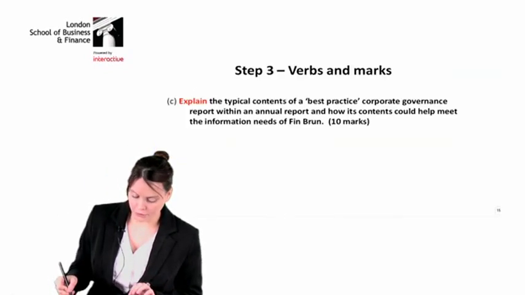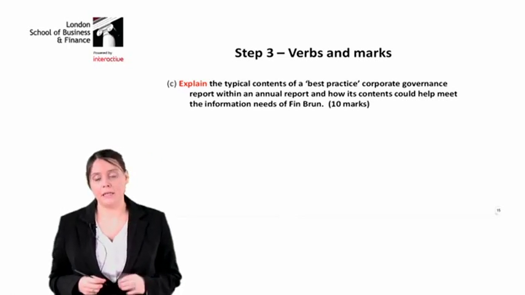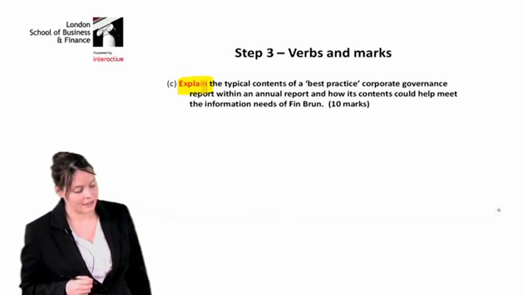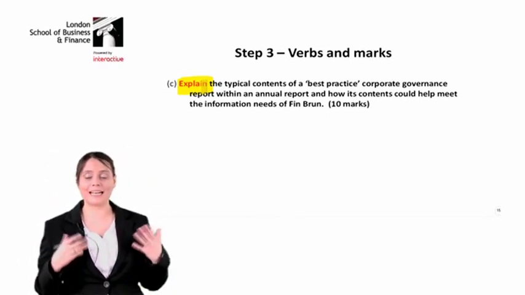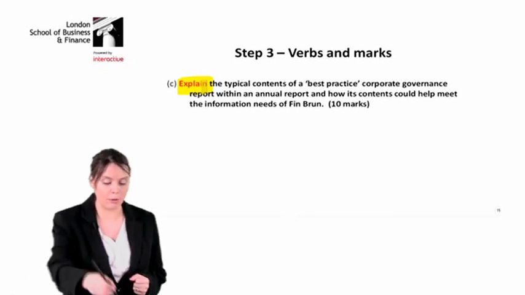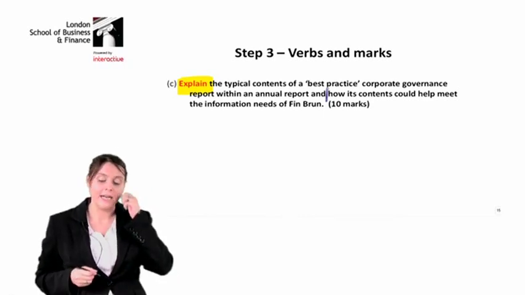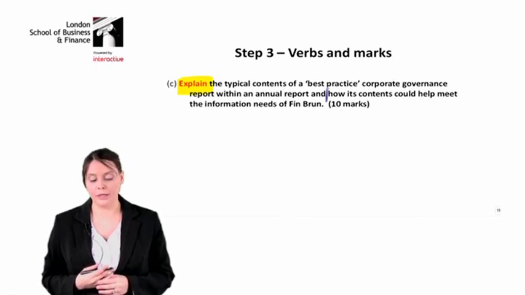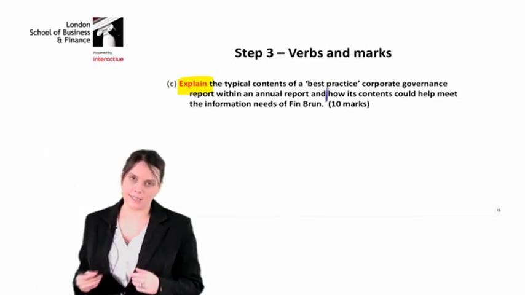Finally then, moving on to Part C. In Part C, we have that verb explain again, the typical contents of a best practice report, so we have to make it clear to the examiner what would be included in this report. And we also have to explain how its contents would help meet the needs of Finn Broun. So there's 2 instructions again in requirement C.